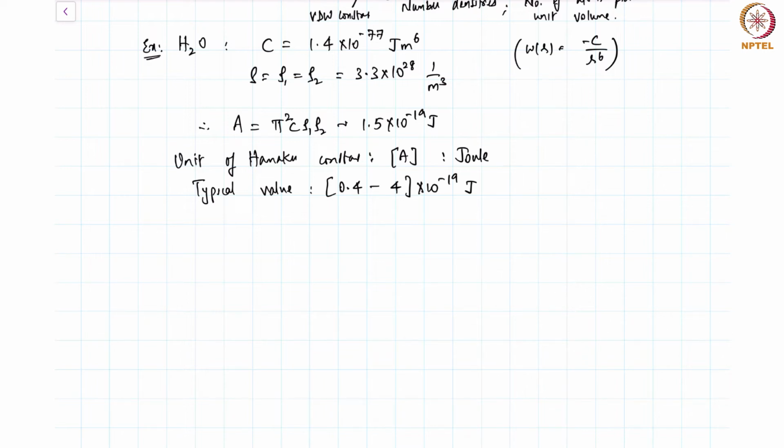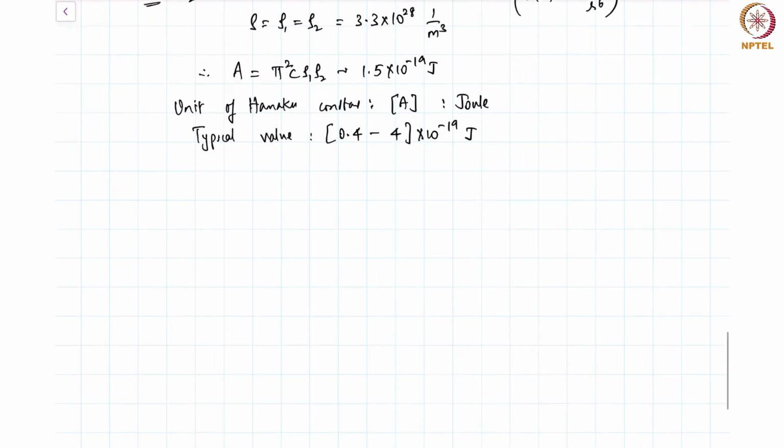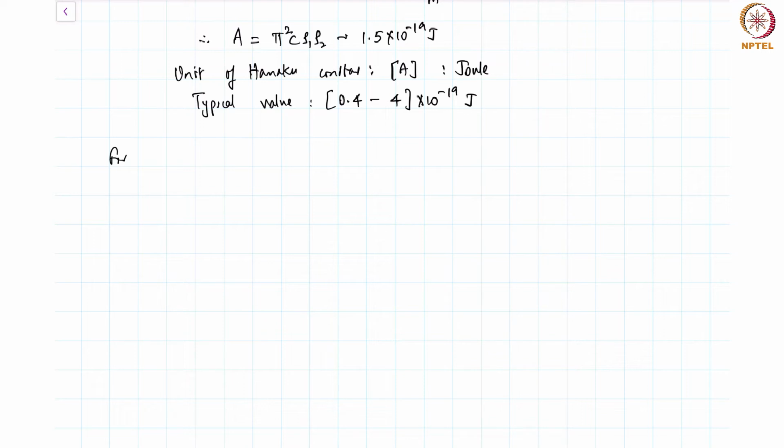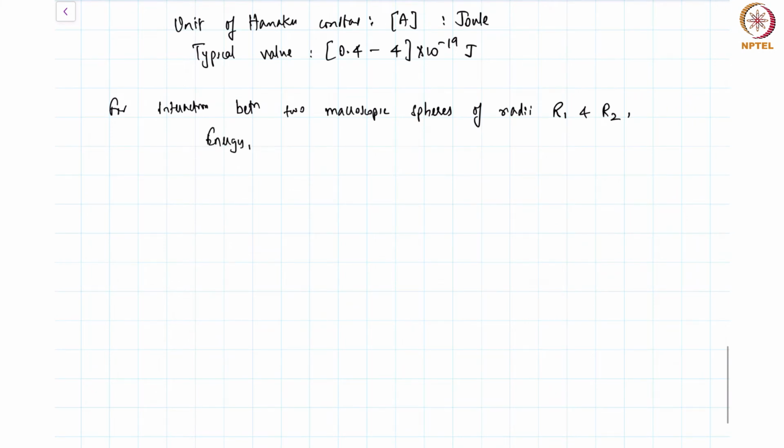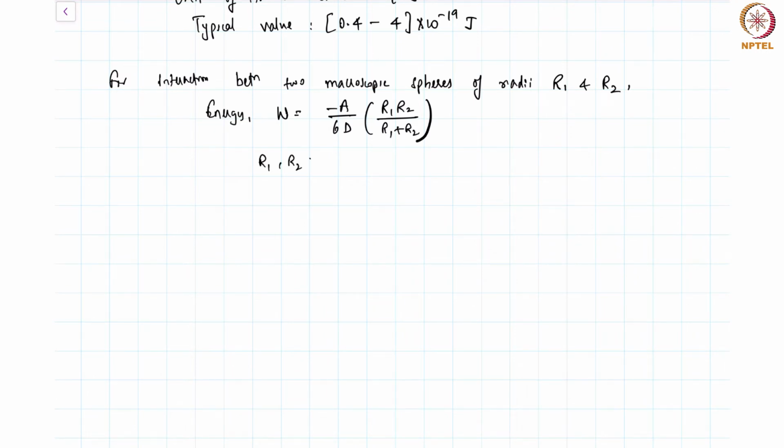Now let us basically return to the case of interaction between two spheres that London carried out. If you look at interaction between two macroscopic spheres of radii R1 and R2, the energy in this case will be minus A by 6D times R1 R2 by R1 plus R2, and we are assuming that R1 and R2 are much larger than D.